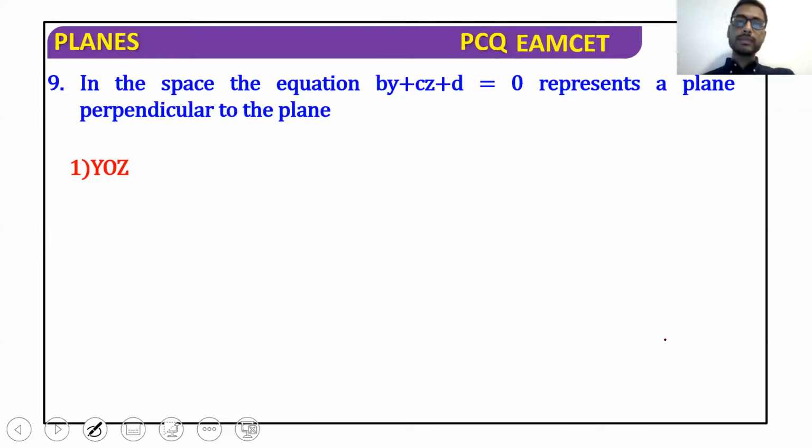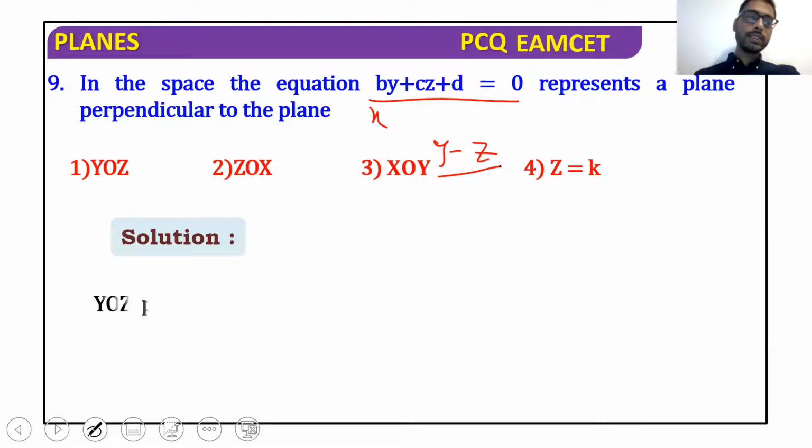In space, the equation represents a plane. It is perpendicular to which plane? It doesn't have any x coordinates. It means that it is parallel to my x-axis. And if it is parallel to the x-axis, it should be perpendicular to the YZ plane. So the correct answer will be the YZ plane, YOZ. If the question was, in this space, the equation of the plane is parallel to which plane? As there is no x coordinate over here, I can say that it is going to be parallel to my x-axis.